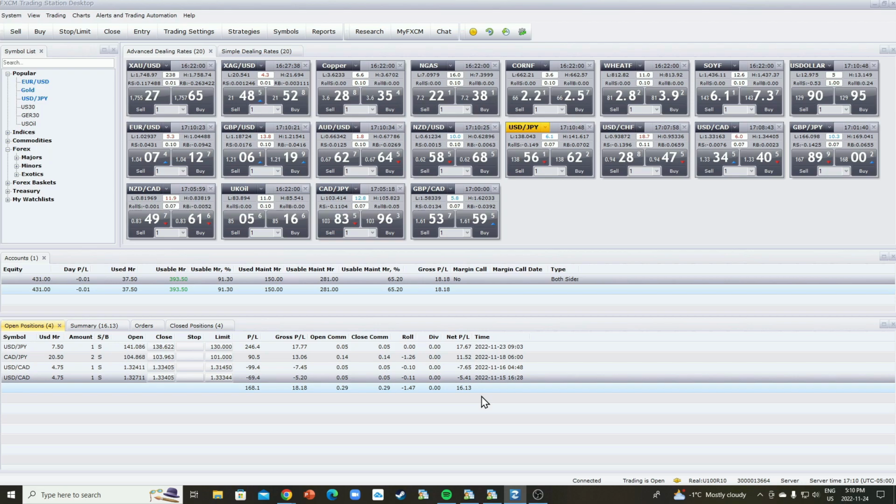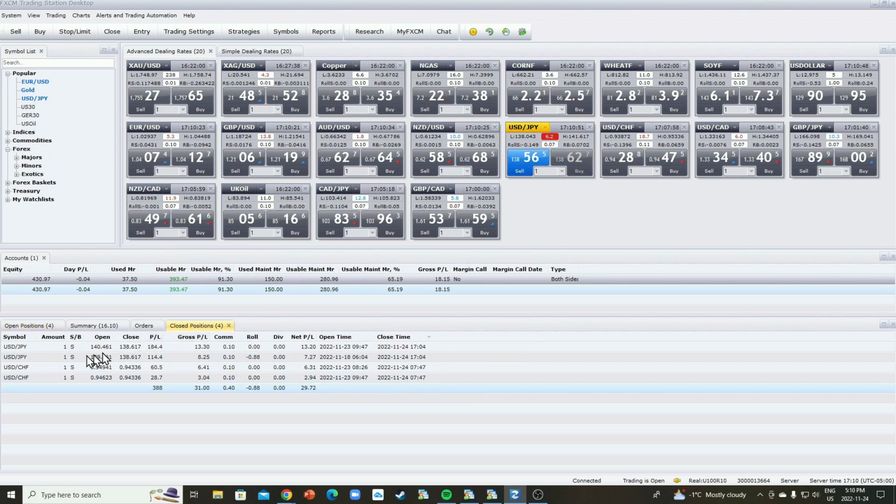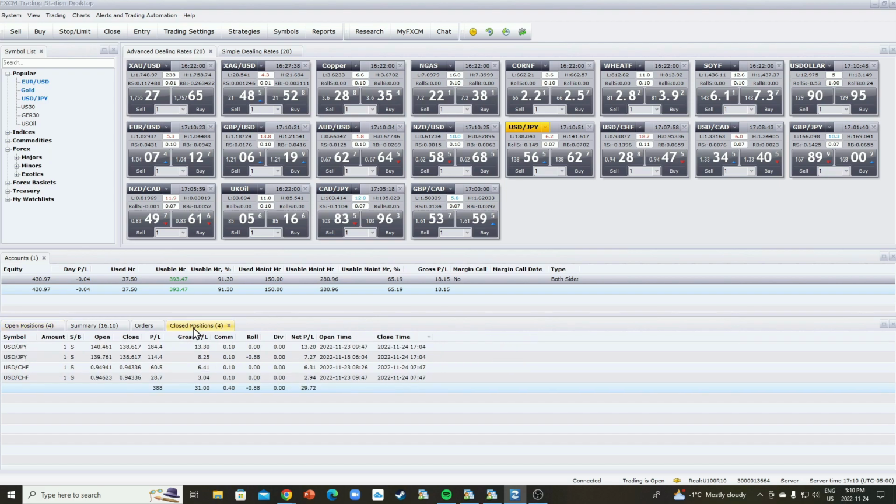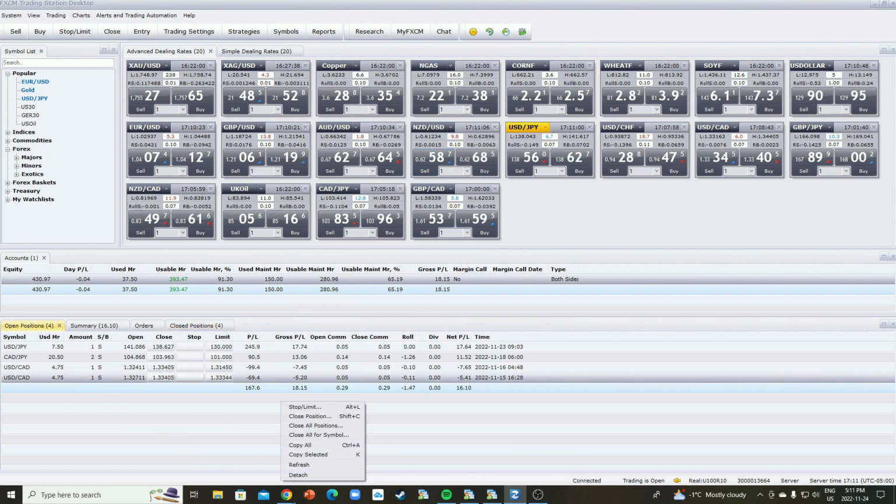I didn't close any positions completely. As you can see, there's 2 USD yen. So I had 3 mini lots of USD yen at this level. And today I closed also USD CHF because it wasn't acting like I wanted it to. So let's go to the chart and I'll show you what I mean.